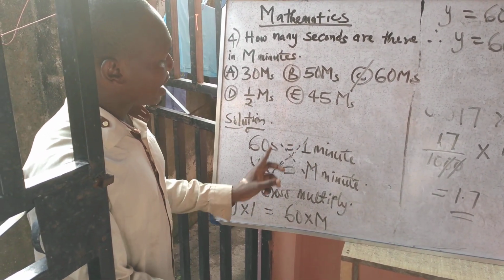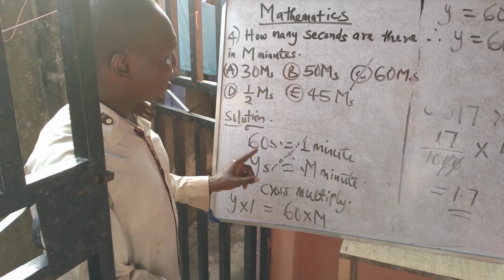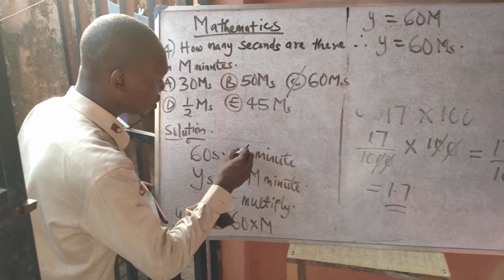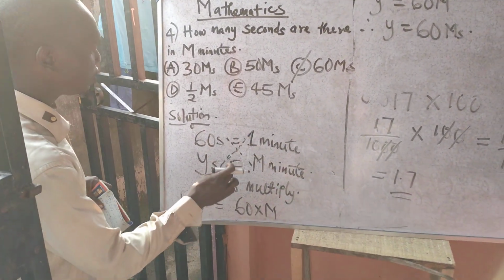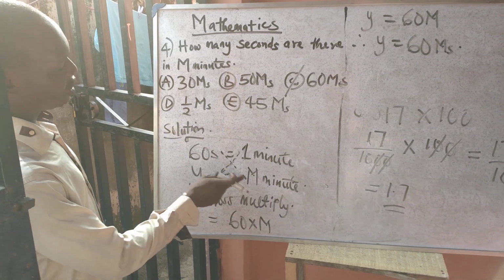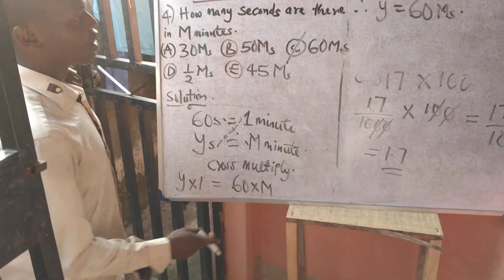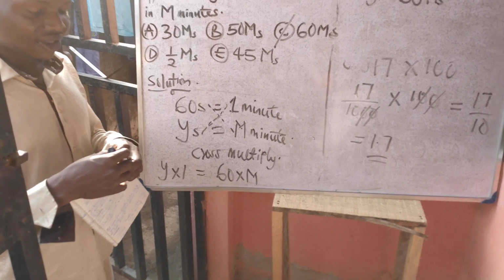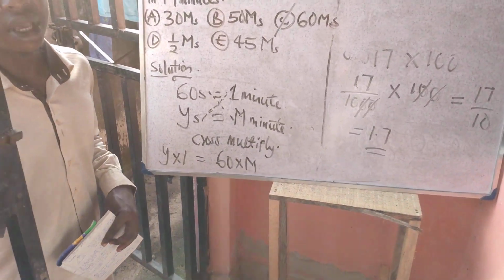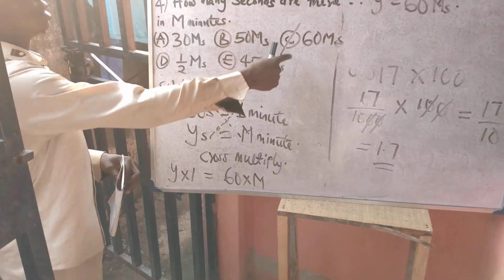Now, if you cross multiply, this will multiply this, and this one will multiply this. We are making y the subject of the formula. So you see that y multiplied by 1, your y times 1 equals 60 times m. And 60 times m is what? 60m. That is 60m seconds. There are 60m seconds in m minutes. Alright. This is the answer.